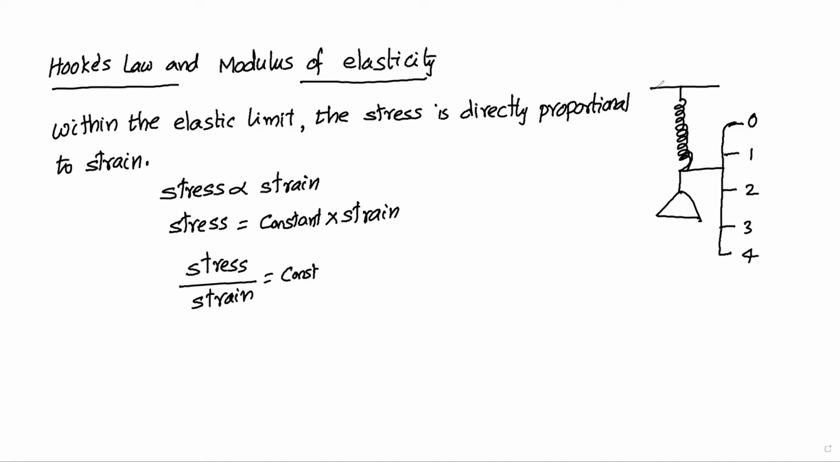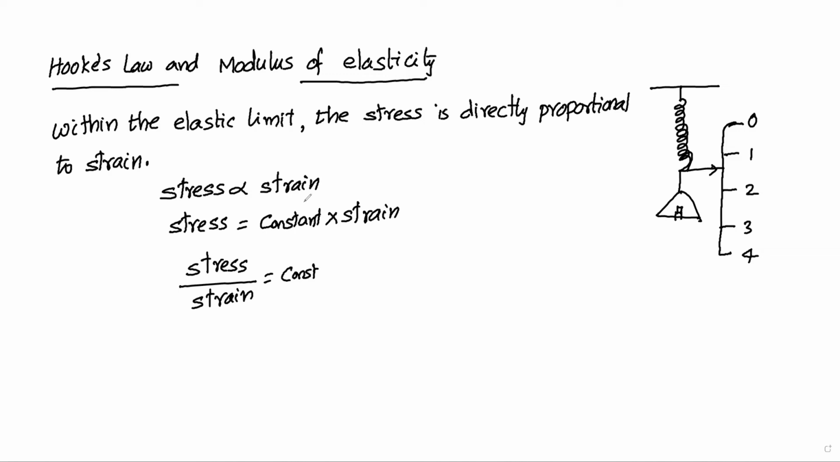Take a spring and suspend it. There is a needle or arrow mark over here, and there are the weights. We are placing the weights. If you keep on placing the weights, of course, this spring will expand. So how much maximum can it expand? That's called the elastic limit. Within this elastic limit, the stress is directly proportional to strain.